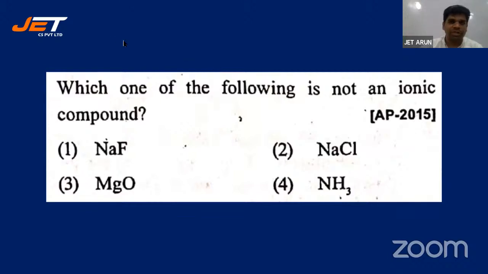Which one of the following is not an ionic compound? NaF, NaCl, MgO, NH3. Sodium fluoride, sodium chloride, magnesium oxide, ammonia. Students, I want you to respond quickly. Rohini says 3, Ananta says 1, Pranavi says 1, Vaishali says 4, Fatima says 1.